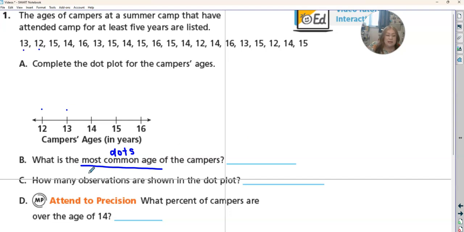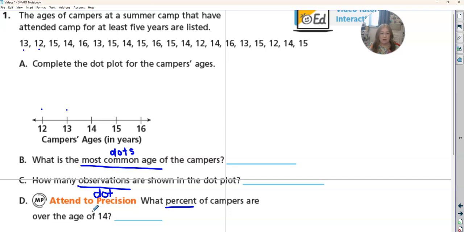And then the next one says how many observations. An observation is a dot, so it just wants to know how many dots are there total, how many campers were there. Okay, then on D, it says what percent of campers are over the age of 14.